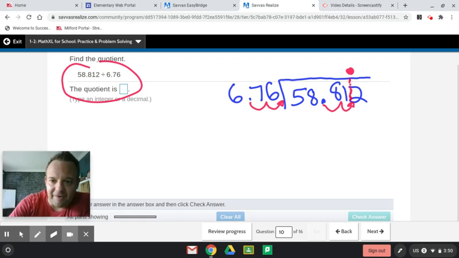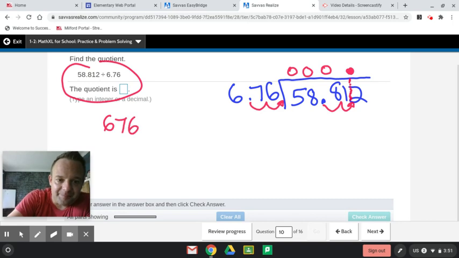Okay. 676 goes into 5. Nope. I'll put a 0 this time. 676 goes into 58. No. 676 goes into 588. No. Okay. 676 goes into 5,881. Oh boy. Here's where you have to do your multiples. 676. And I'm going to think of like 600. 6 times 8 is 48. 6 times 9 is 54, but it's got that 76 on it. I'm going to go 8.